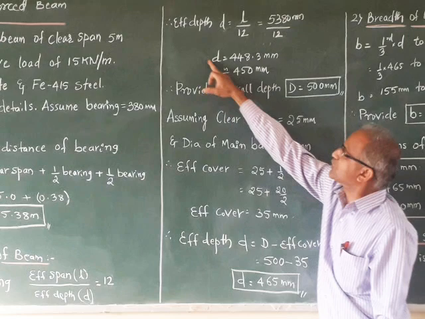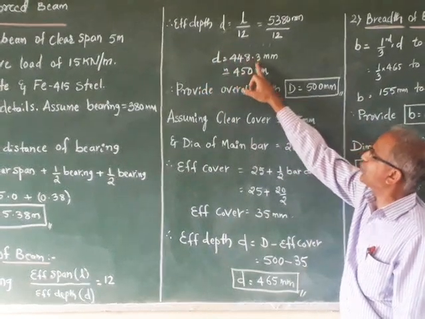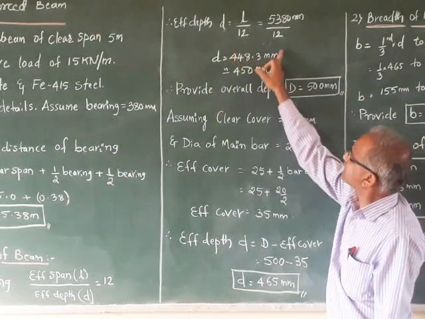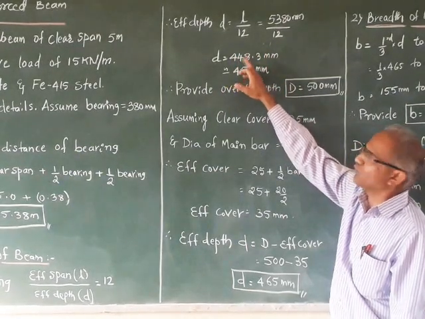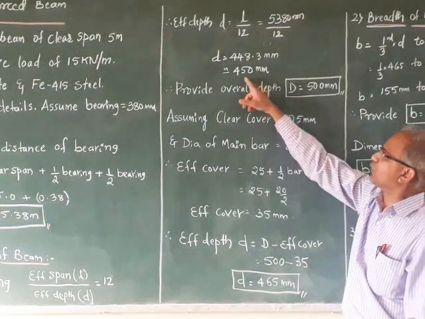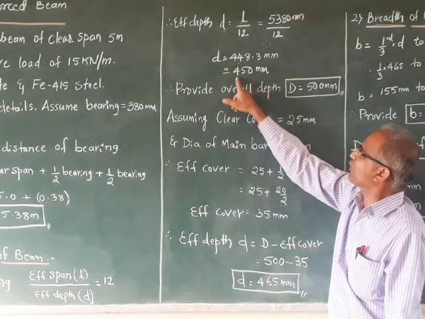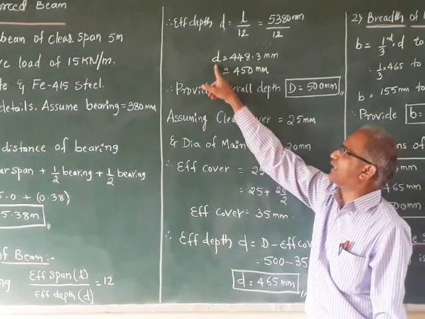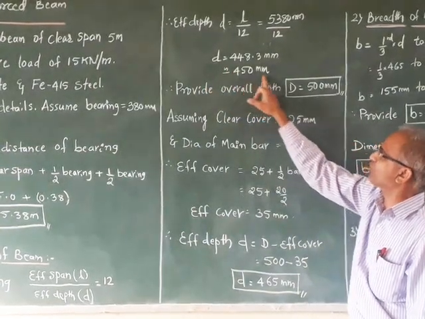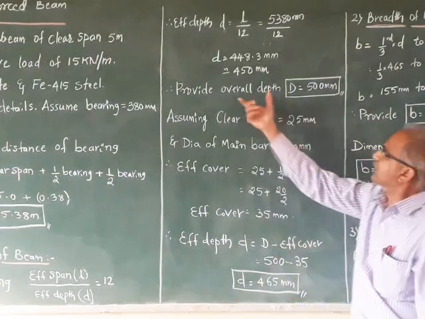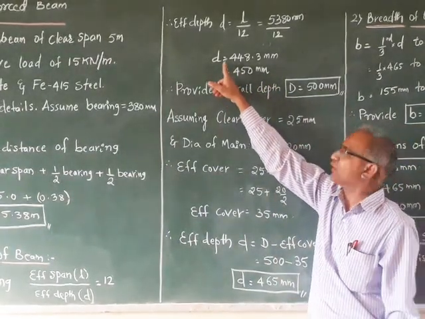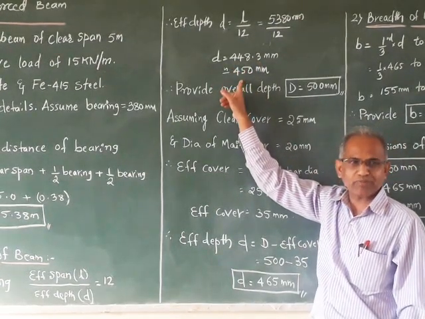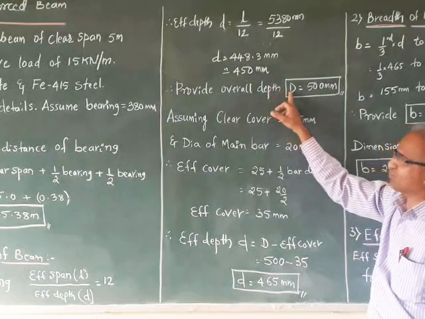So the effective depth, small d, is equal to 448.3 mm. It is a fraction, so you are going to take a rounded value on the higher side. That is 450 we are going to consider as small d. So effective depth of the beam is equal to 450 mm. Once you get the effective depth d, add 50 mm to this. So overall depth is equal to what?